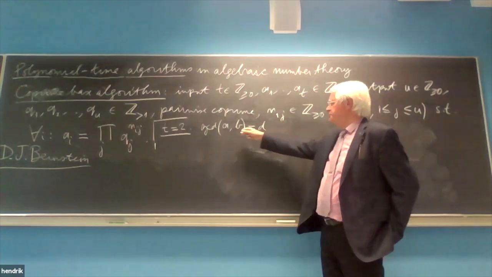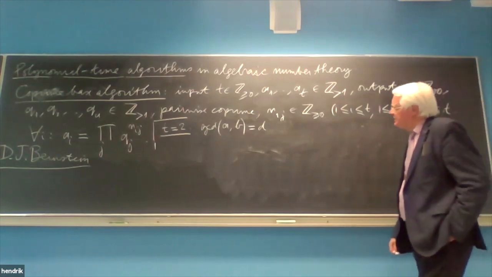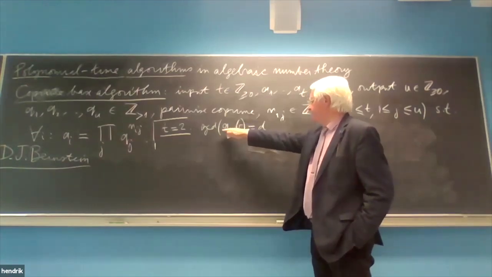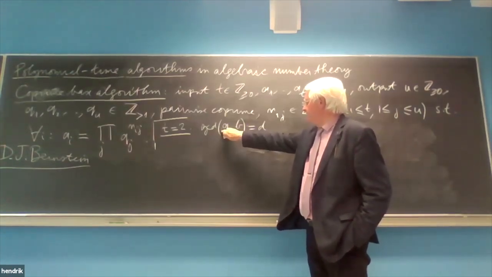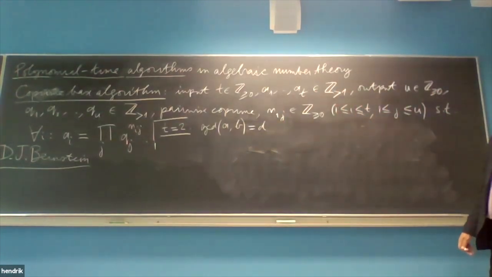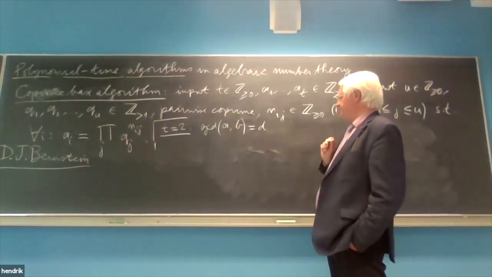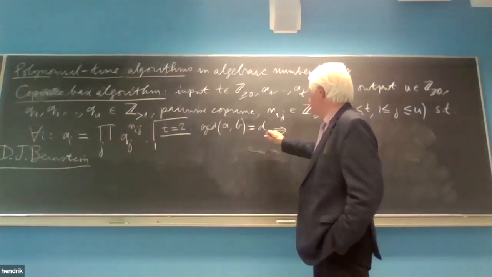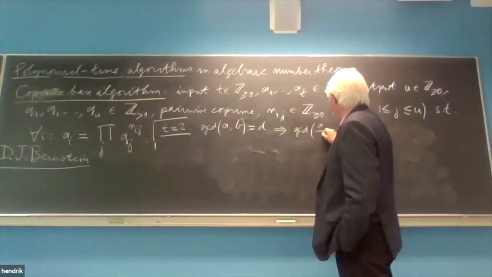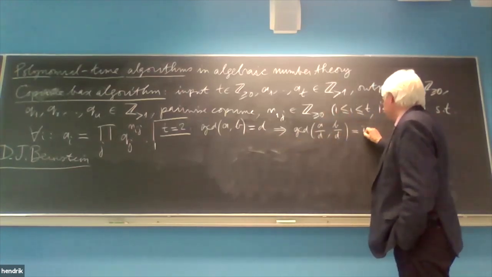So instead, you use what people call the Euclidean algorithm, which dates to about 300 BC. It proceeds by some inductive procedure, replacing A by its remainder upon division by B, and repeating that until that remainder becomes zero, in which case the previous number that you computed is the GCD. And if this GCD is equal to D, then you see that the GCD of A divided by D and B divided by D is equal to D divided by D, which is 1.